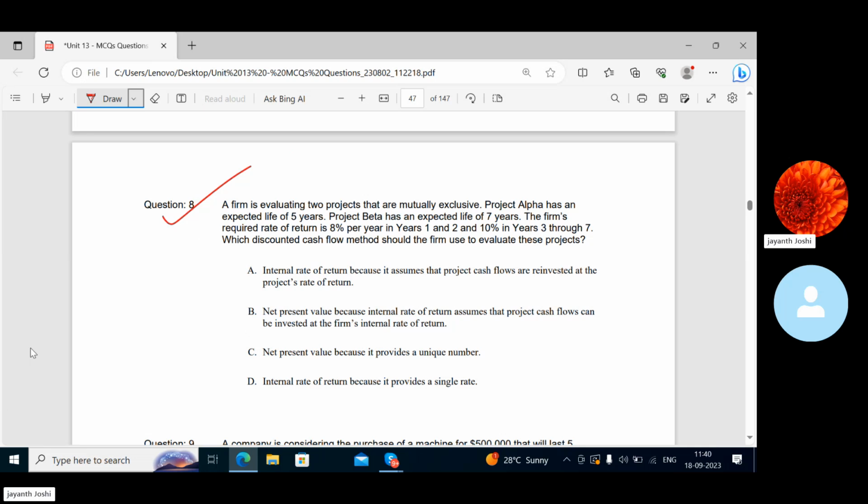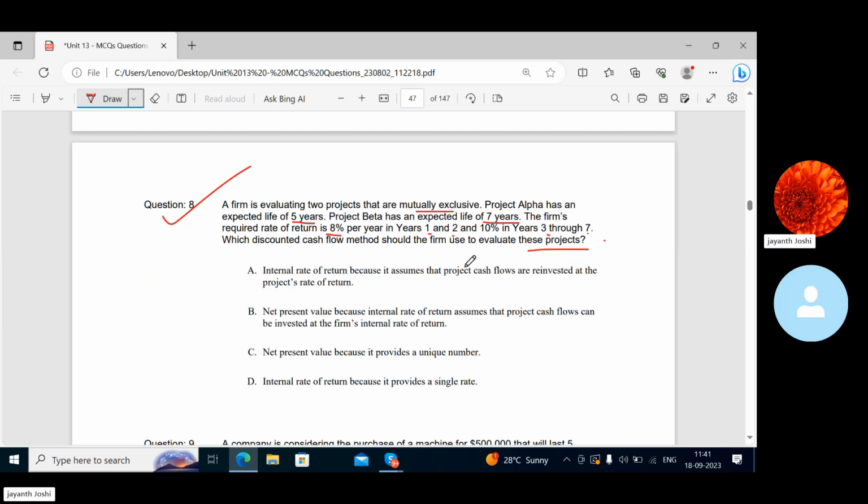So a firm is evaluating two projects that are mutually exclusive. Project Alpha has an expected life of 5 years. Project Beta has an expected life of 7 years. The firm's required rate of return is 8% per year in years 1 and 2, and 10% in years 3 to 7. Which discounted cash flow method should the firm use to evaluate these projects?